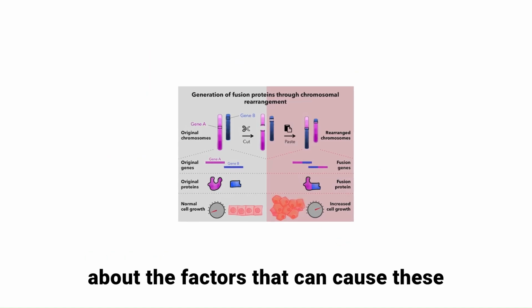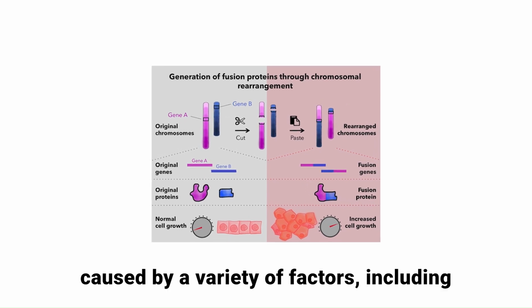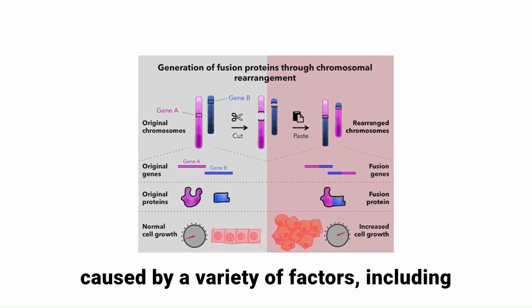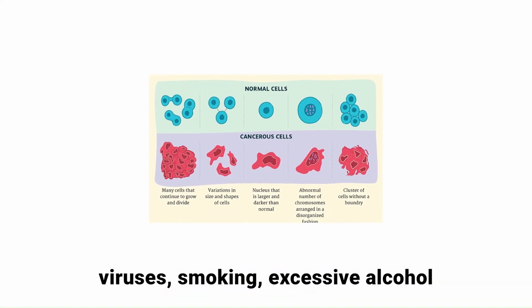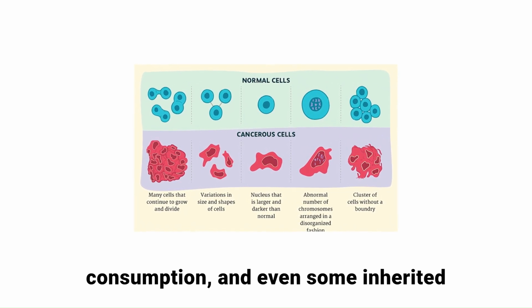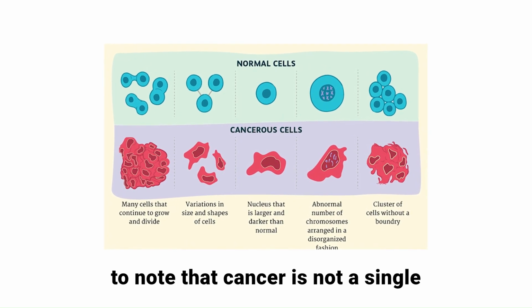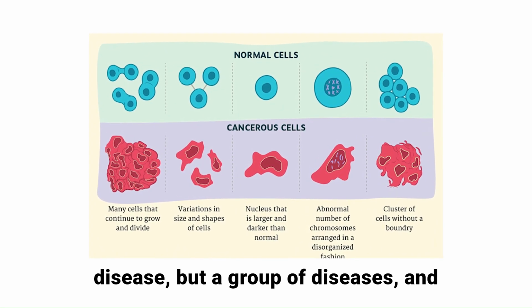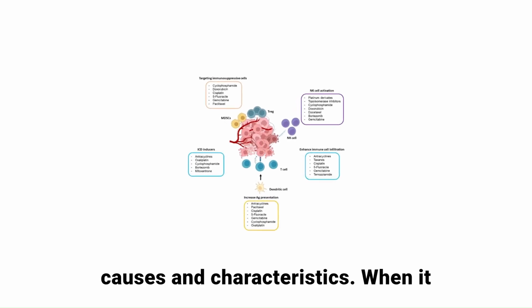Let's now talk about the factors that can cause these genetic changes. Cancer can be caused by a variety of factors, including exposure to harmful chemicals called carcinogens, radiation, certain viruses, smoking, excessive alcohol consumption, and even some inherited genetic mutations. It's important to note that cancer is not a single disease but a group of diseases, and different types of cancer have different causes and characteristics.